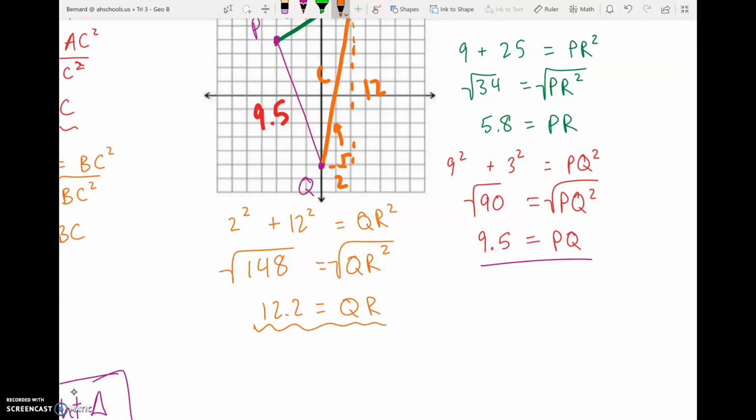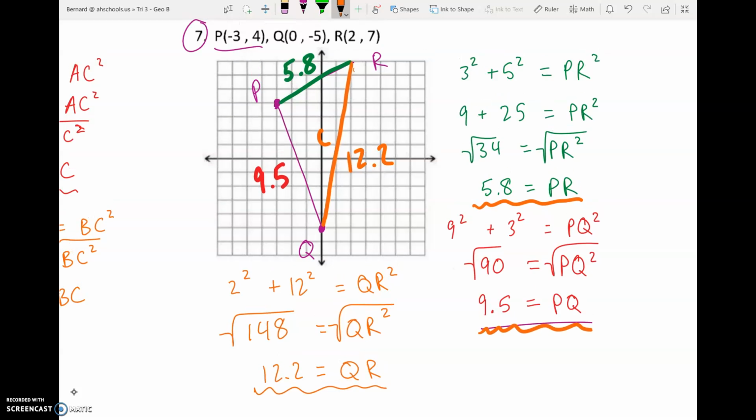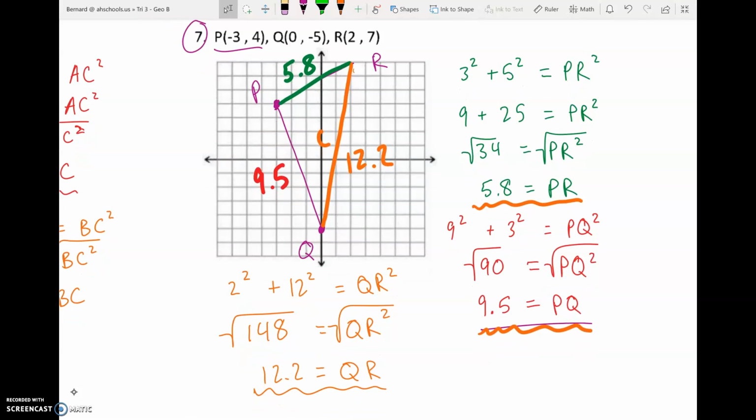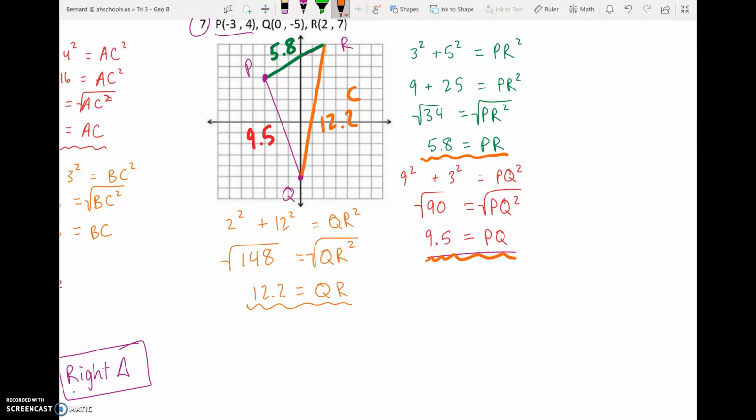So again, we have 3 numbers here. QR is 12.2. Let's put that on our picture up here. PR was 5.8. That's in green. PQ is 9.5. That's in red on our picture. And so remember, now we want to tell if this is right, acute, or obtuse. So now we got to pick whatever side's biggest, and that'll be C. So 12.2 is the biggest number, so that's got to be C. So we'll come down here. We'll square 12.2. And then remember, we square A and B together, so we'll do 5.8 squared plus 9.5 squared.